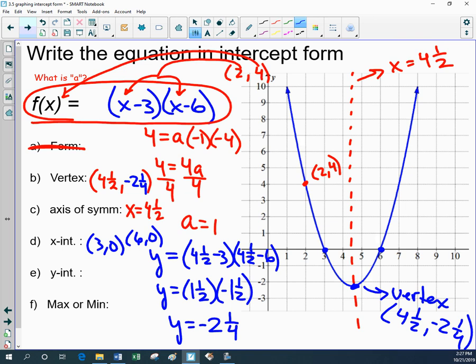So if I go up here to my original equation, if I plug 0 in for x, that would be 0 minus 3. So 0 minus 3 would be negative 3. And then 0 minus 6 would be negative 6. Negative 3 times negative 6 would be a positive 18. So the y-intercept would be at 0, positive 18. Okay, and the vertex would be a minimum.